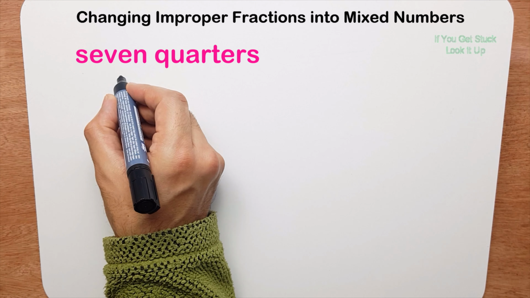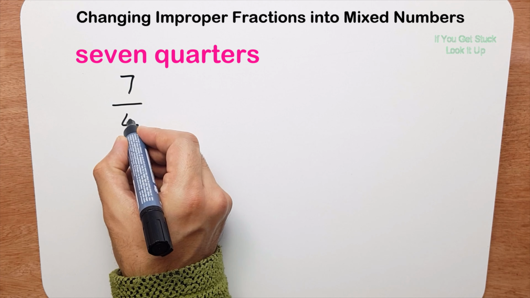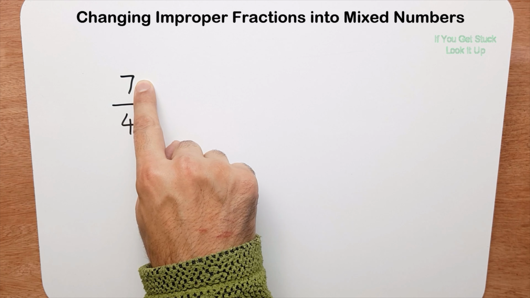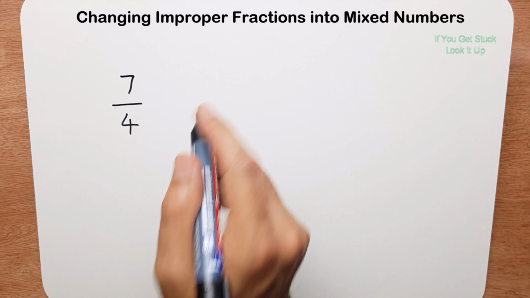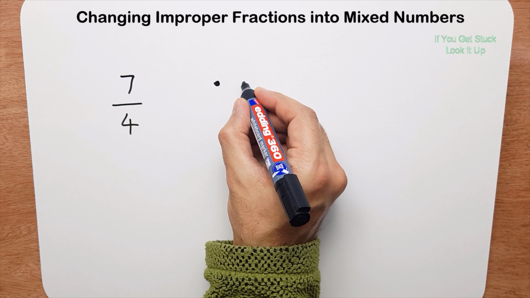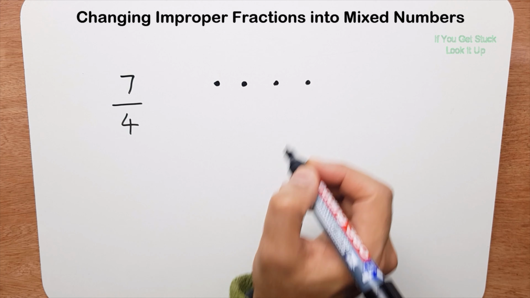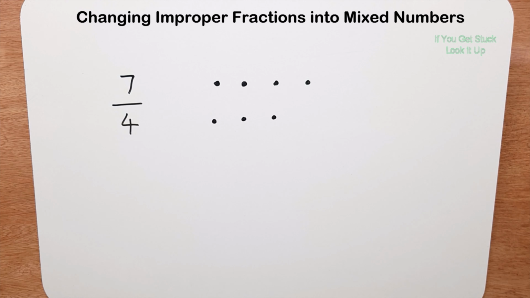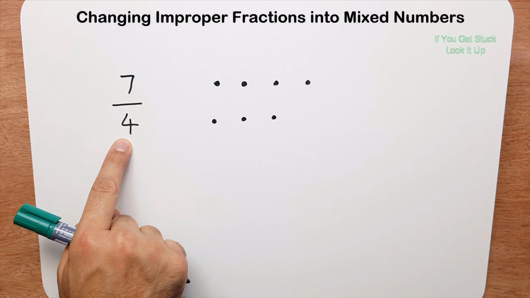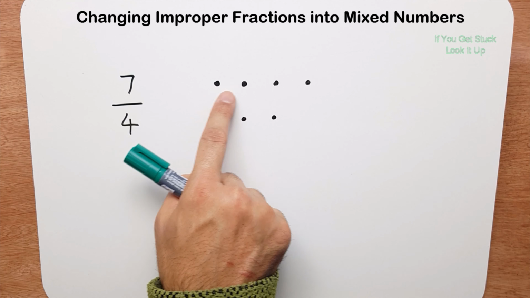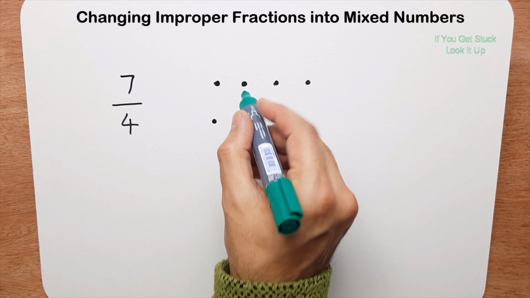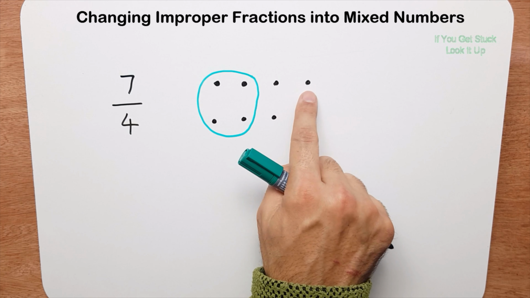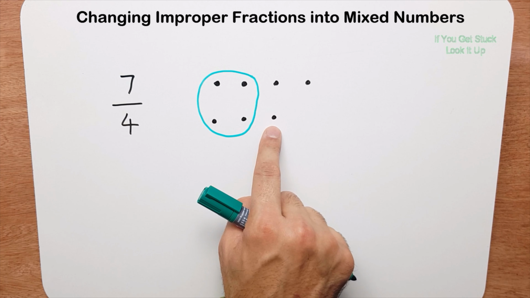The next example is 7/4. So we have 7 pieces because the numerator is 7. So let me draw 7 pieces. 1, 2, 3, 4, 5, 6, 7. And I've got 4 in each group. So let me count 4. 1, 2, 3, 4. So I'm going to put this into one group. 1, 2, 3. I've not got enough.